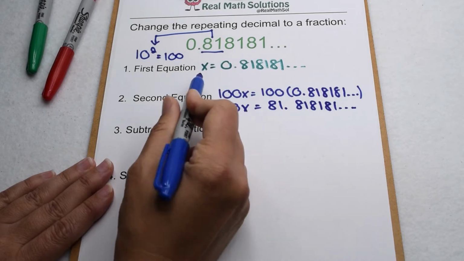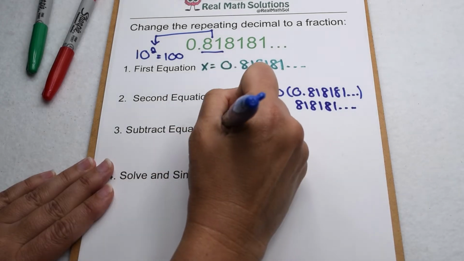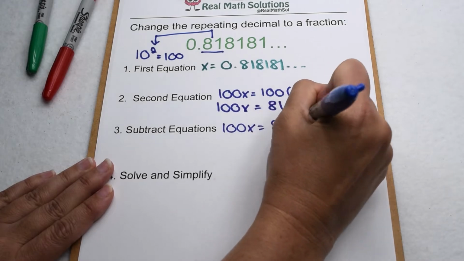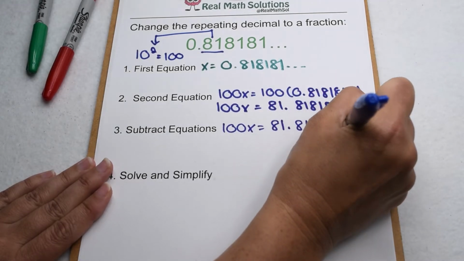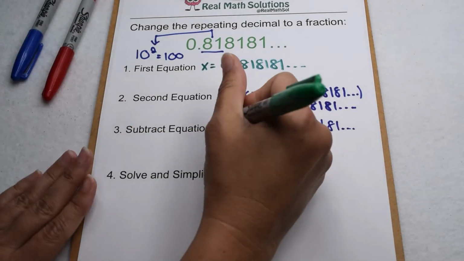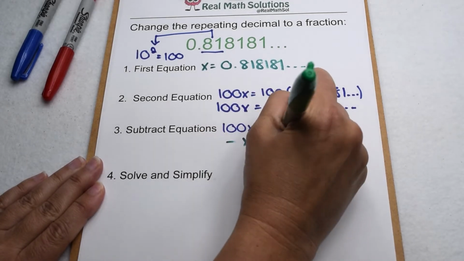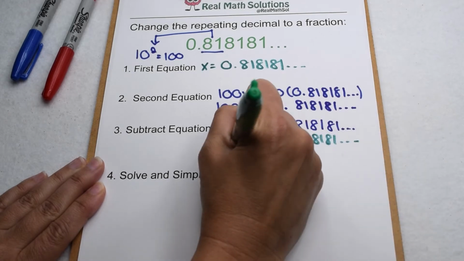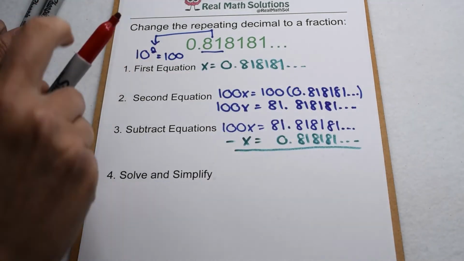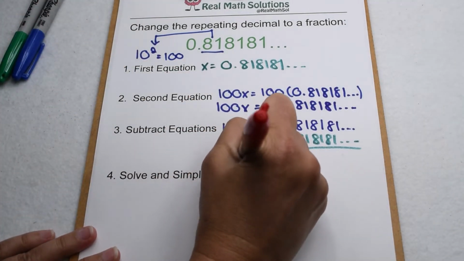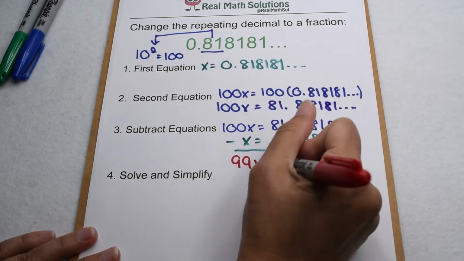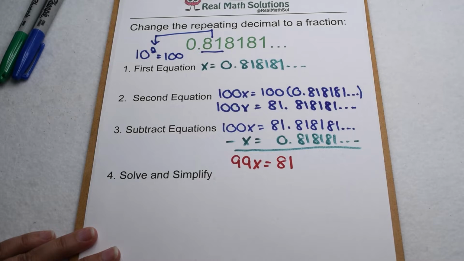Now we're going to take our two equations and subtract them. Starting with our larger equation, 100x equals 81.81 repeating, we're going to take that and subtract our original equation of x equals 0.81 repeating. When we subtract those two, 100x minus x is going to leave me with 99x. 81.81 repeating minus just 0.81 repeating is going to leave me with 81.